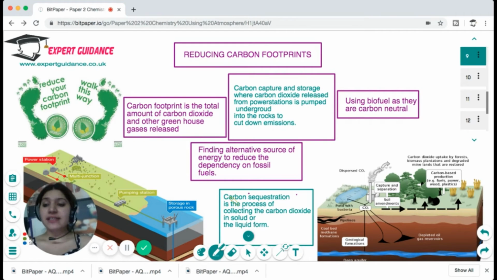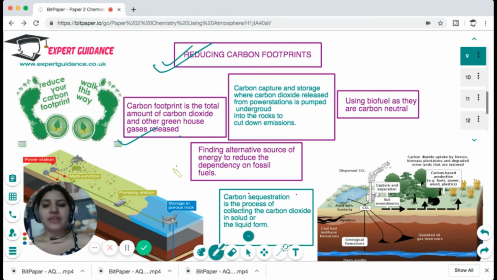Now, what is the solution for that? The solution is reducing the carbon footprint. Now, what is a carbon footprint? Carbon footprint is the total amount of carbon dioxide and other greenhouse gases that are released in any product or service. So, how can we reduce the carbon footprint?